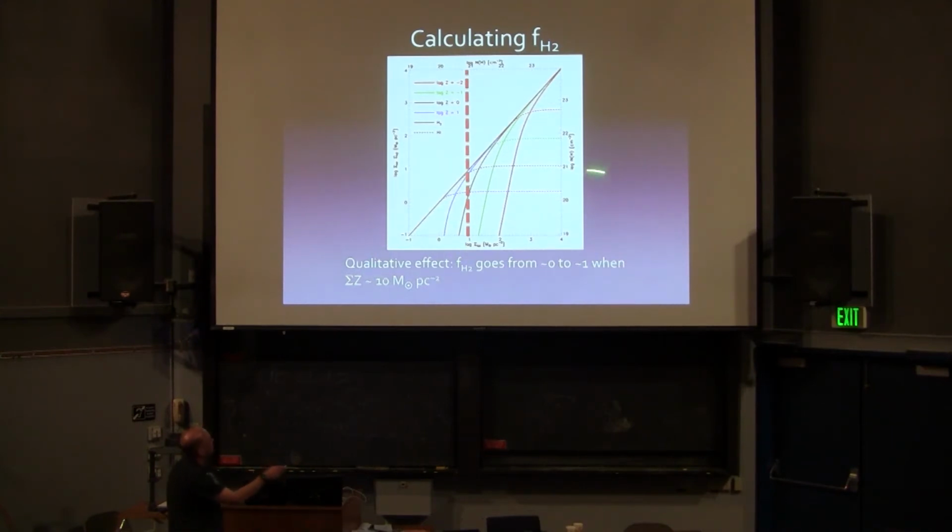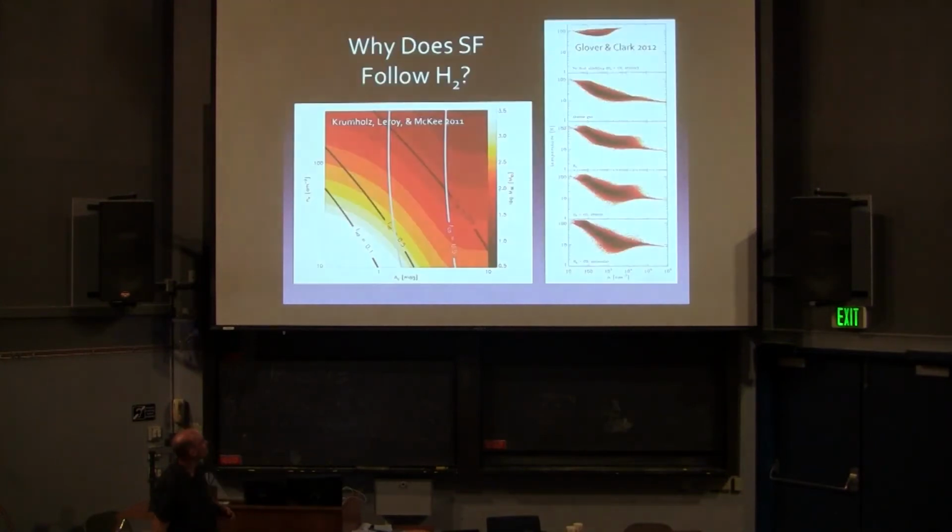Let's focus on the dashed lines. That's the H1 column versus total column. And what you see is that at solar metallicity, that's the black line, H1 column equals total column until 10 solar masses per square parsec, then H1 stops going up. But if I go to 1/10 solar metallicity, that's the green line, that transition moves to 50, or 100, solar masses per square parsec. Now I've left out some details, but that's the basic picture of what's going on.